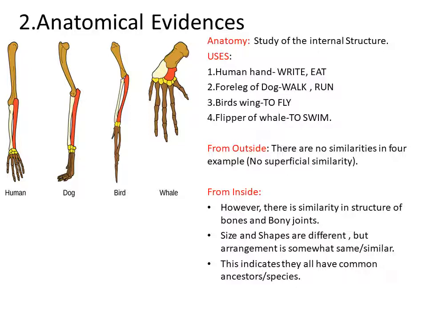So we can say there is no superficial similarity, but from inside, as you all can see in this image, there is similarity in structure of bones and bony joints. Sizes and shapes are different, but the arrangement is somewhat the same or similar. You all can observe in this image. And this indicates they have common ancestors or species. And this is about anatomical evidences, which is the study of internal structure.